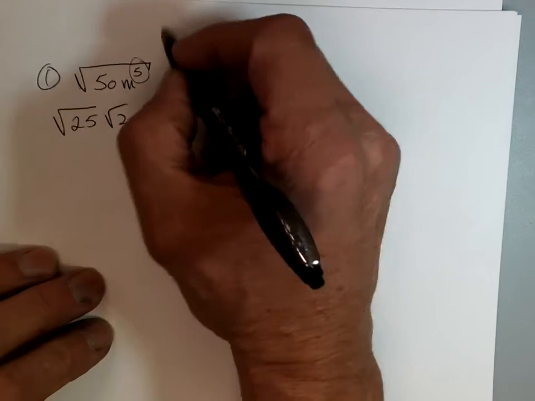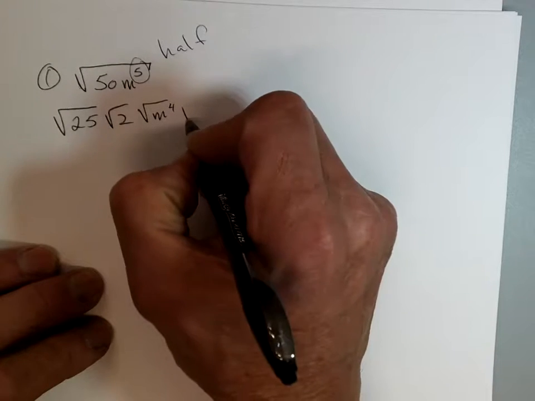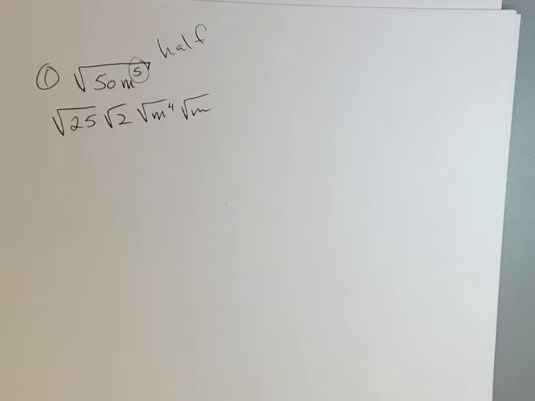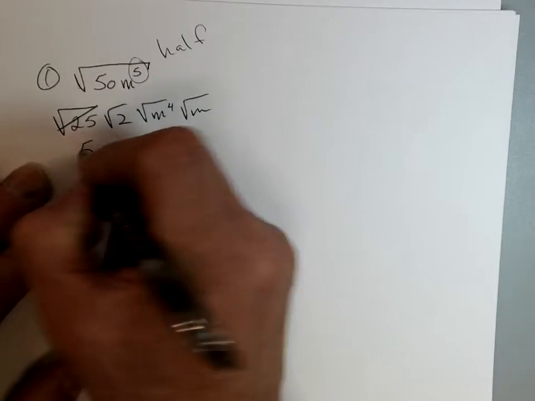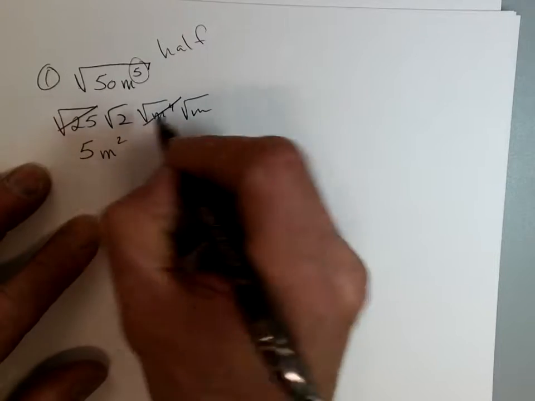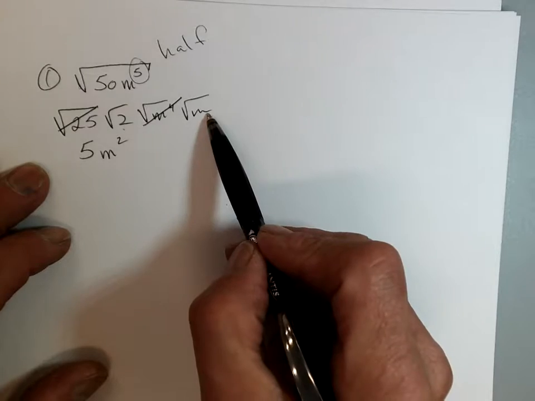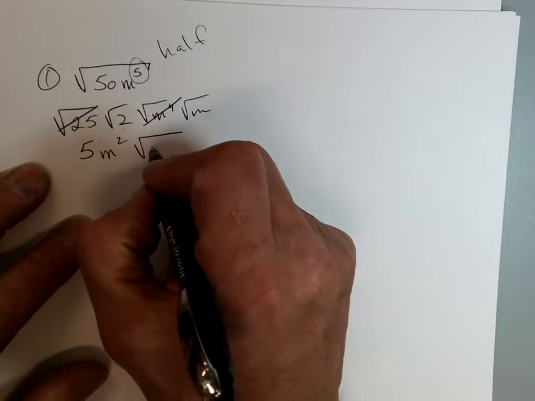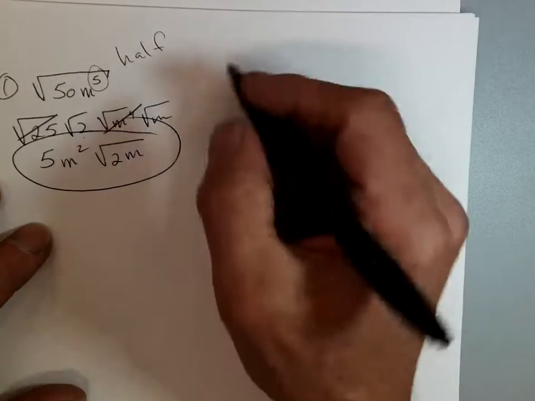And I want to take half of my exponent, so I'm going to break that down into the square root of m to the 4th, square root of m. Okay? Now, I have it broken down so that I can take some square roots. The square root of 25 is 5. I'm going to take half my exponent and make it m to the 2nd. Square root of 2 is not a perfect square, nor is m, so I leave those two as a square root of 2m. That is all. Wow, that's easy peasy. Good. I like to hear that. Okay.